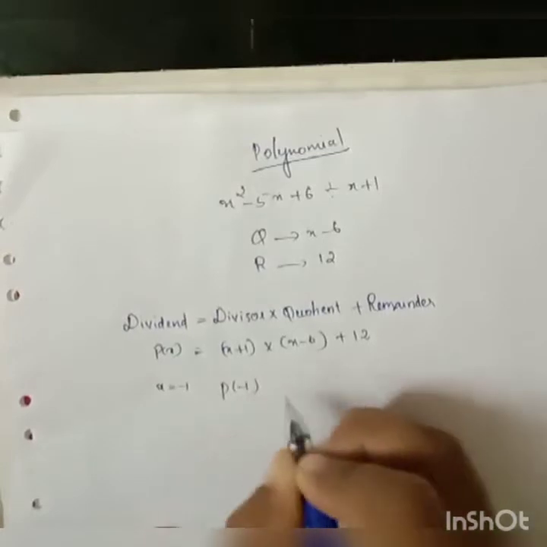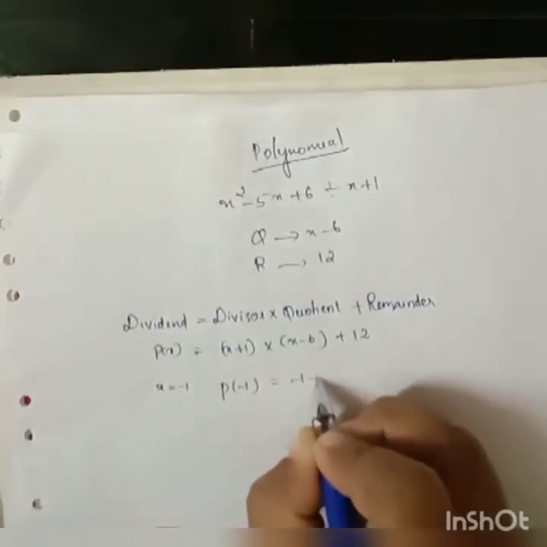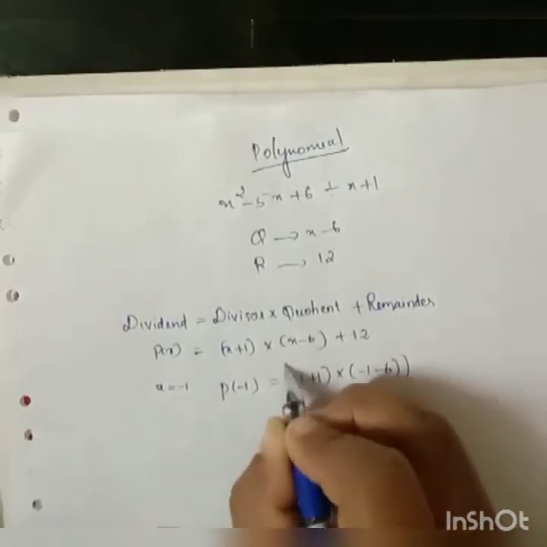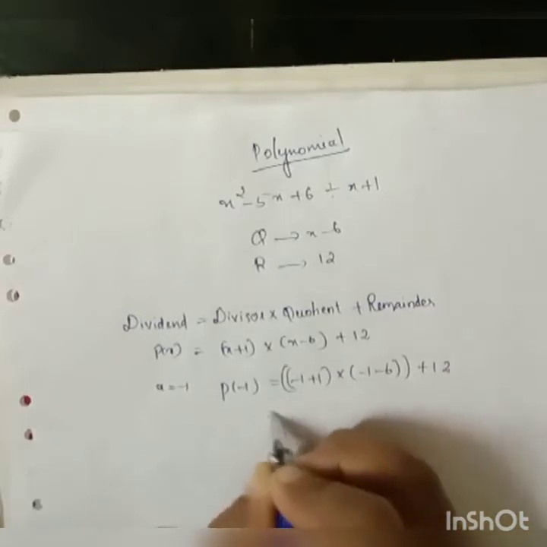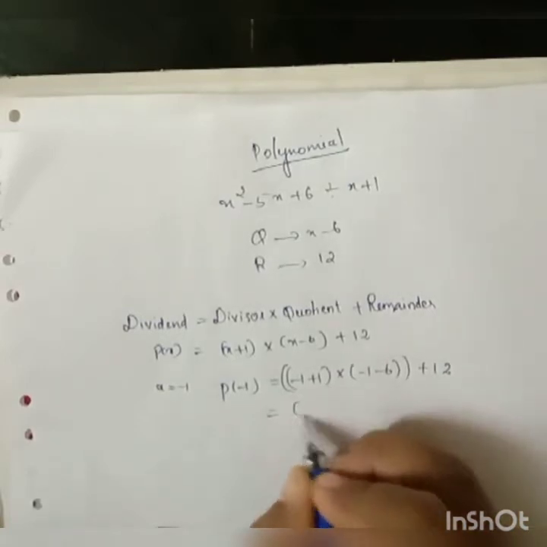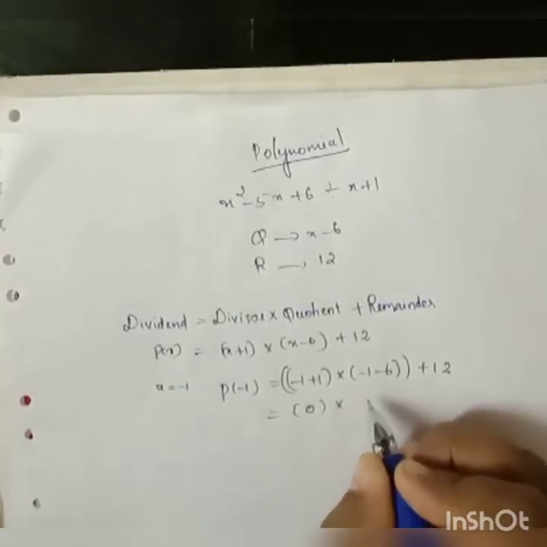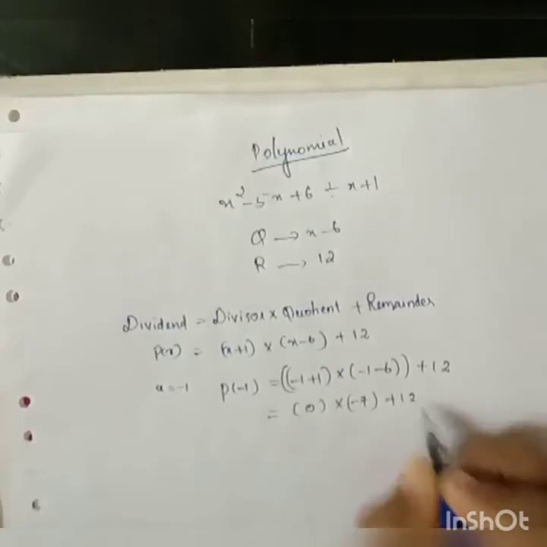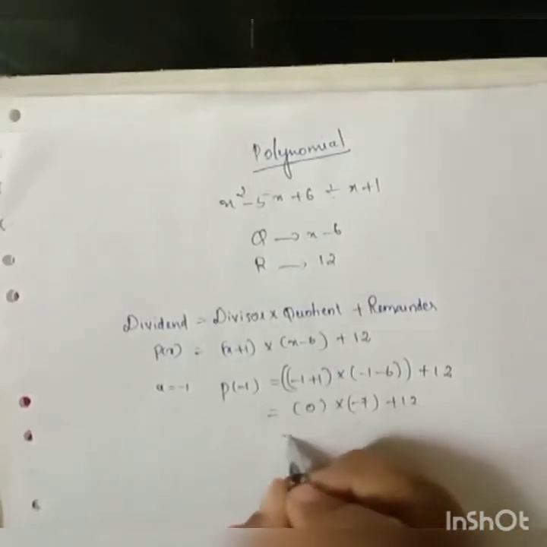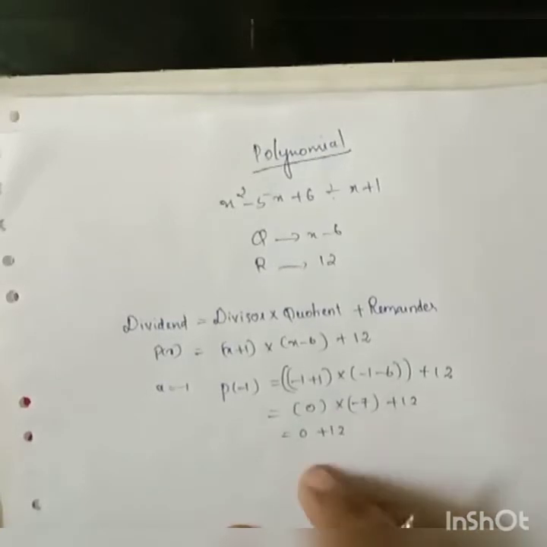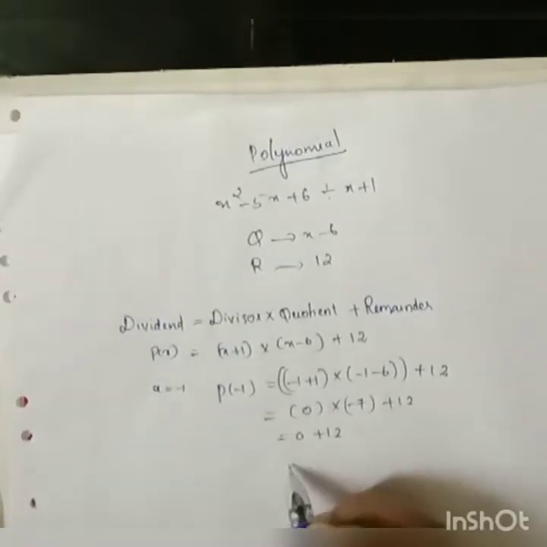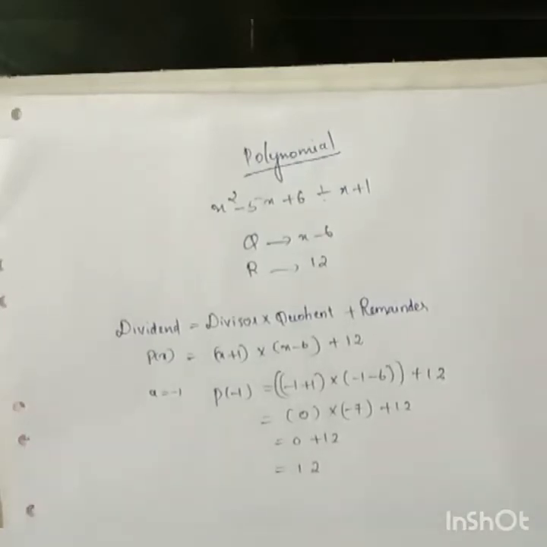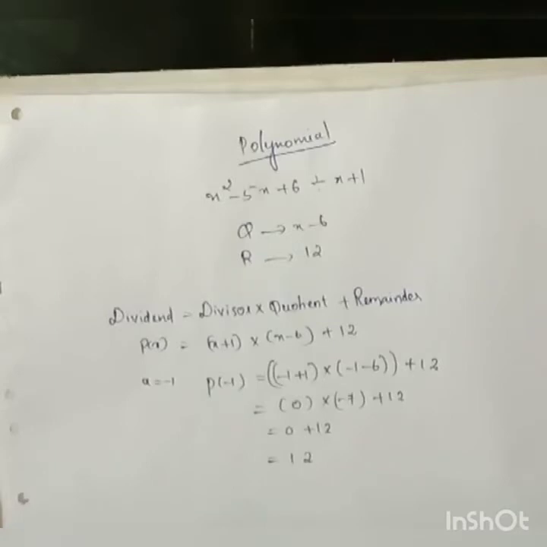We get p of minus 1 equals minus 1 plus 1 into minus 1 minus 6, plus 12. Minus 1 plus 1 becomes 0. 0 into minus 1 minus 6, which is minus 7, plus 12. 0 into anything becomes 0, plus 12. 0 plus 12 is 12, which is the remainder of the division.